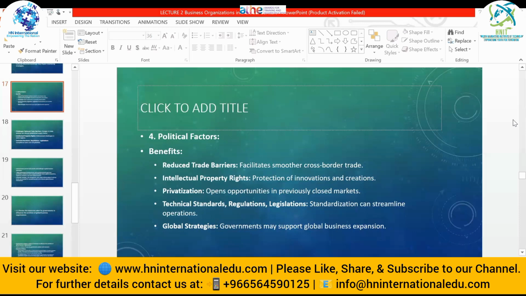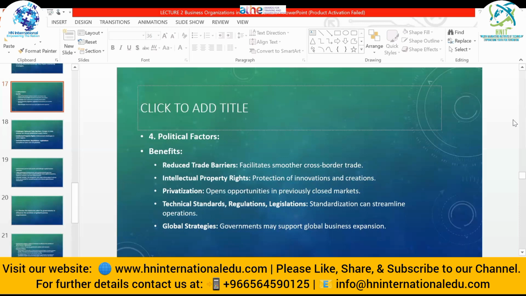Privatization. Open the opportunities in previously closed markets. For example, again, I'm going to talk about my own country, Pakistan, the railway system was first public. Now it is privatized. What benefit did it give to the local people? When you make the thing privatized, it is going to be expensive. Why? Because the quality is going to be improved, the security is going to be improved, the environment is going to be improved. That is the reason.